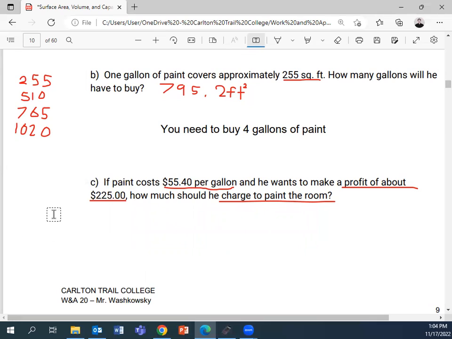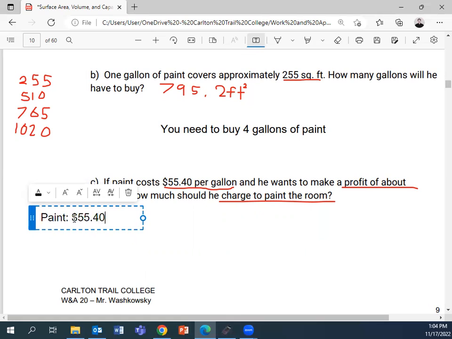So I know the paint's going to cost me $55.40 per gallon. How many gallons? 4. If I multiply those together, I'm going to end up with a whopping, I literally could just do this in my head. I don't know why I'm using a calculator, but $221.60, not $0.60, it's dollars, right? 60 cents, not 6 cents, 60. Make sure that zero's there. So this is how much it's going to cost me, right?